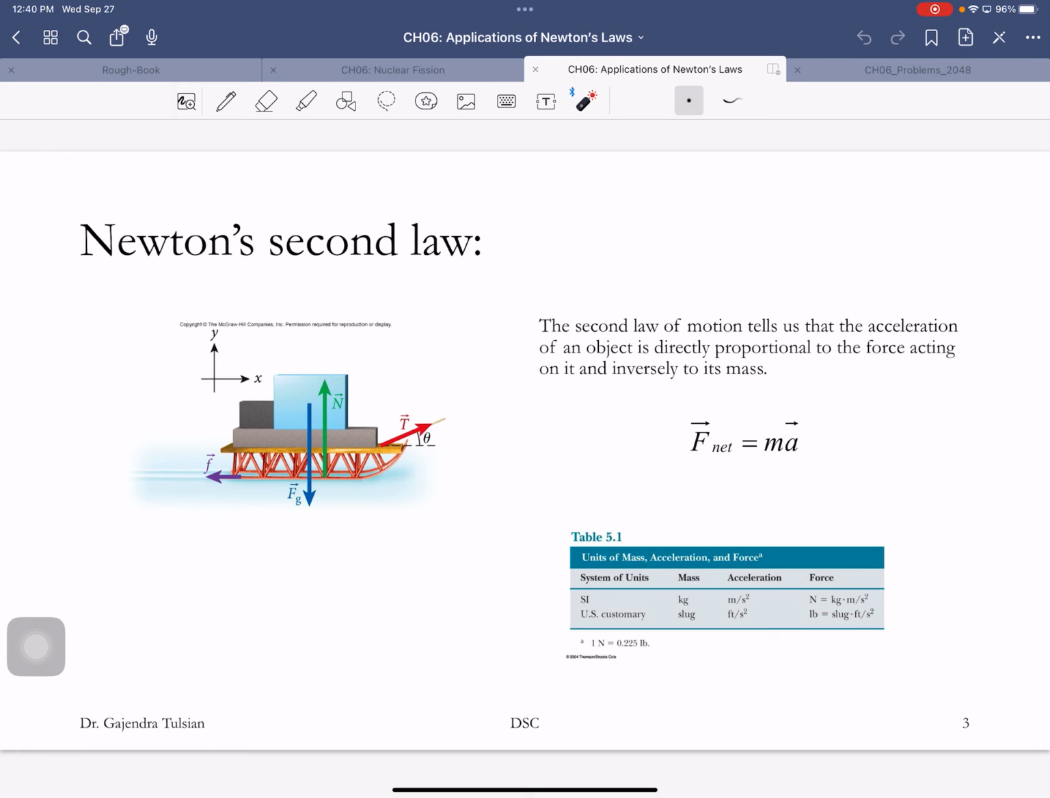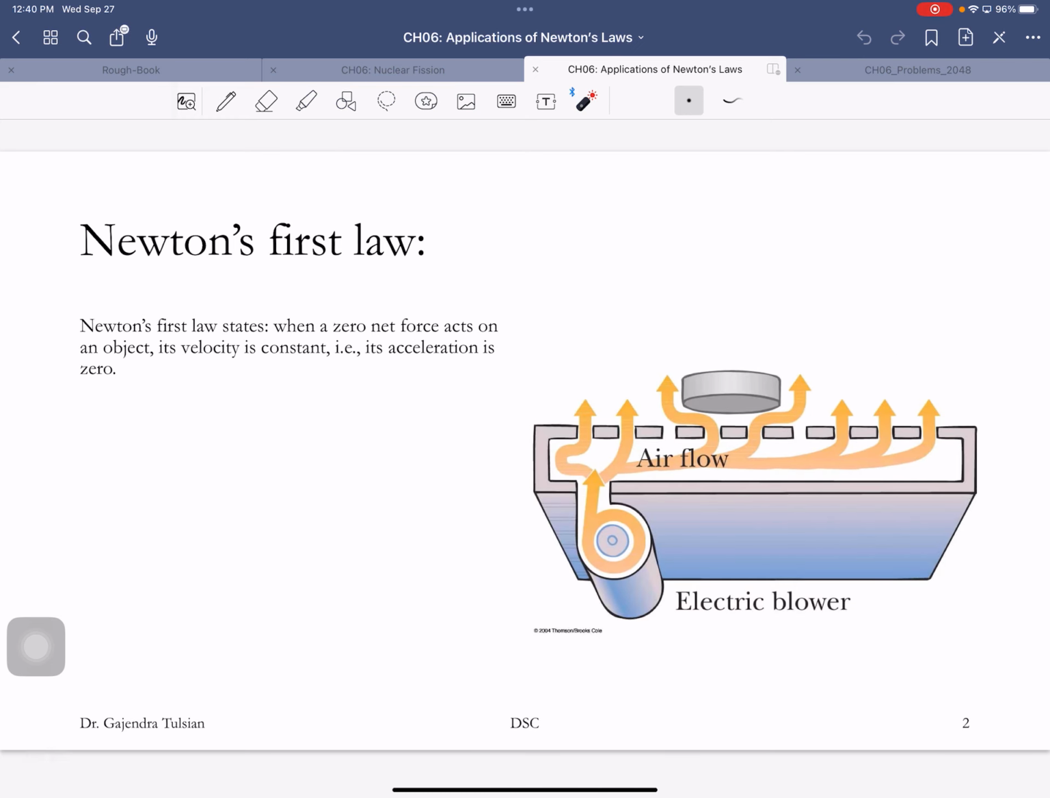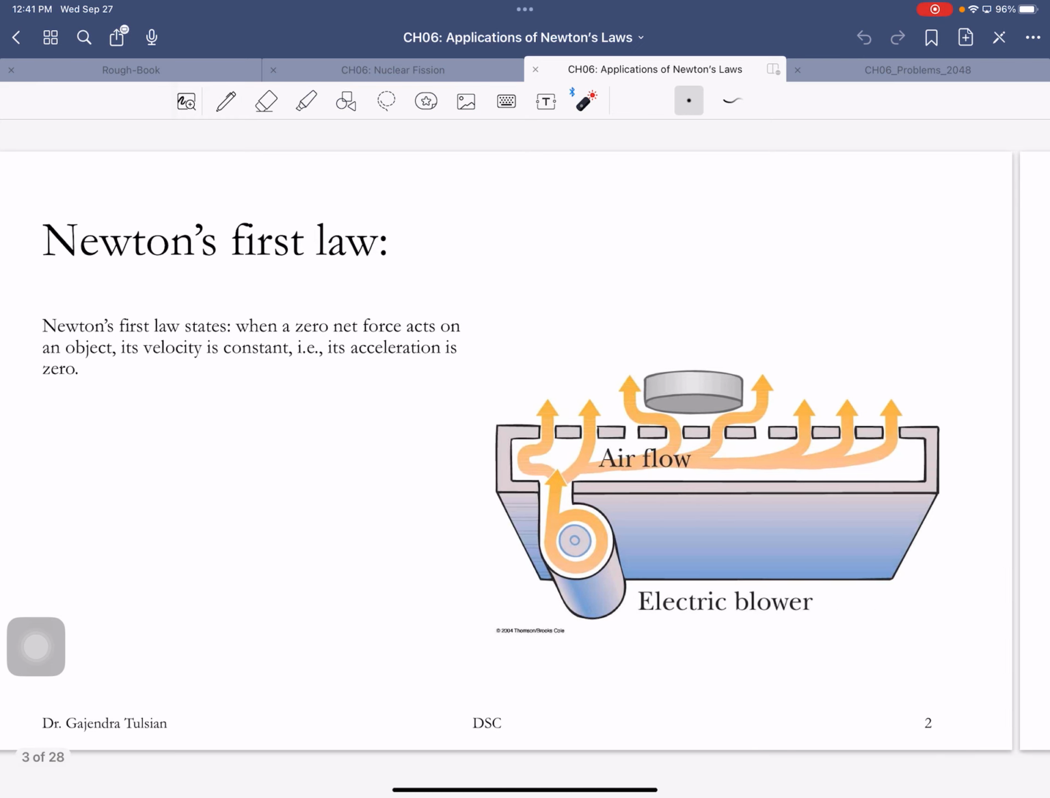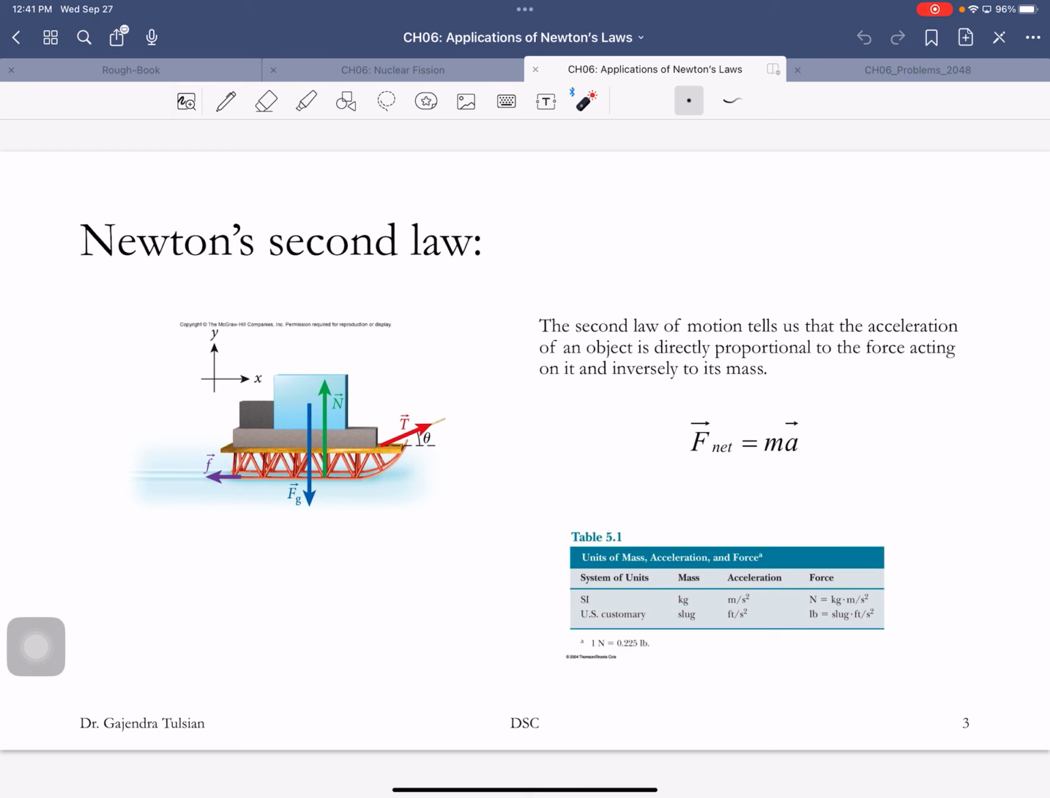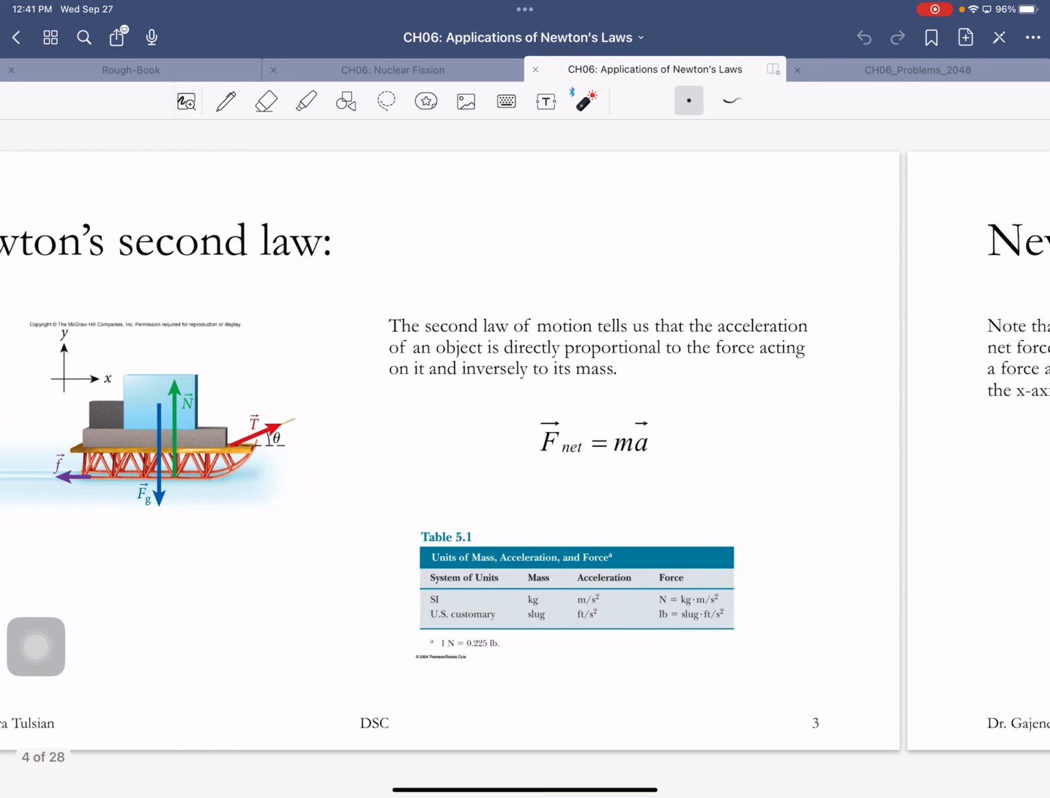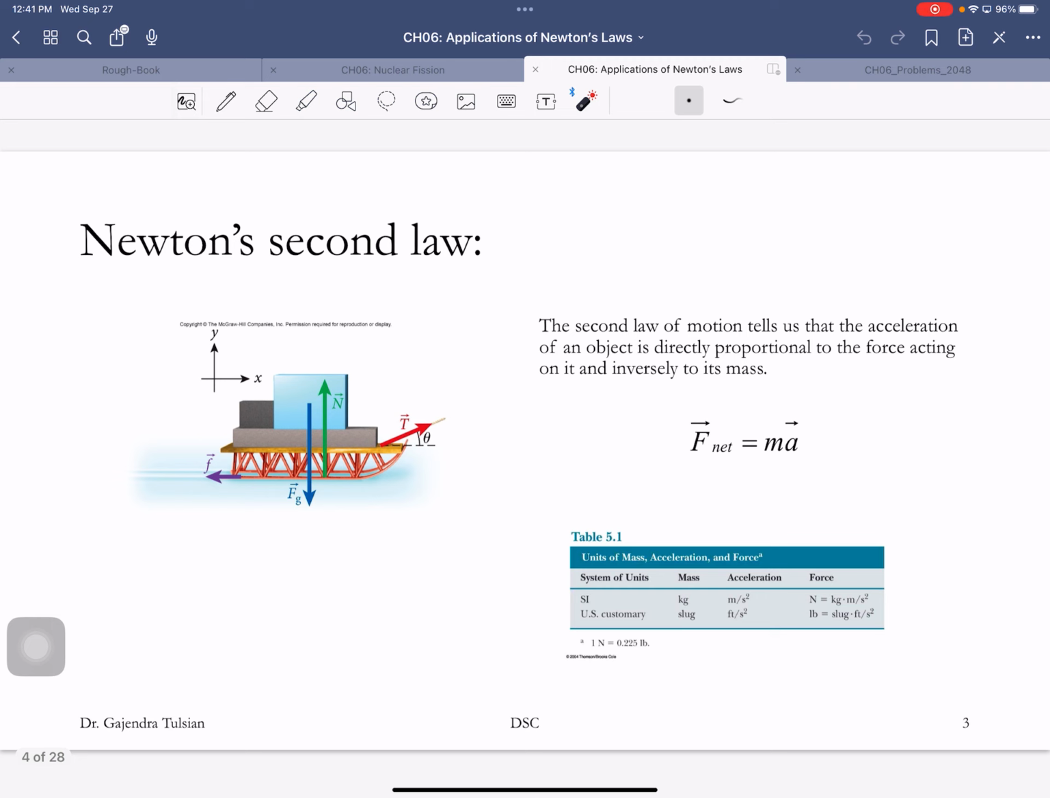The first law is a special case of the second law. If the net force acting on the object is 0, acceleration is 0. And if acceleration is 0, that means the velocity is constant. And that's Newton's first law. So Newton's first law says when a zero net force acts on an object, its velocity is constant. Again, this law was really discovered by Galileo, but we call it Newton's first law because it's a special case of the second law. We're just reviewing this. You've seen this before.